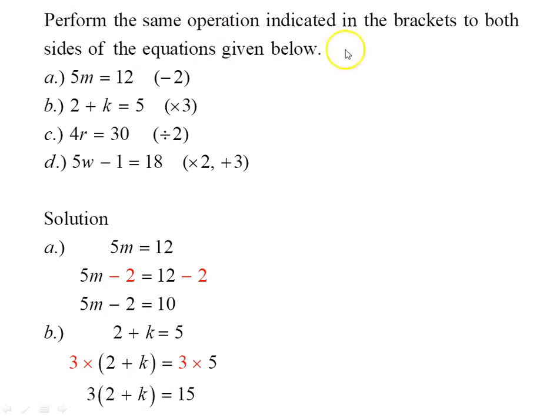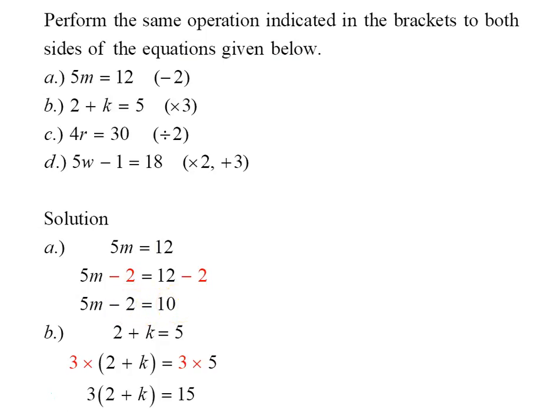Now we're going to perform the same operation indicated in the brackets to both sides of the equations given below, and the brackets here will tell us what operation to perform on both sides. So let's start with 5m equals 12. In brackets we were asked to subtract 2 from both sides. So we end up with 5m minus 2 equals 12 minus 2. That gives us 5m minus 2 equals 10. And so 5m equals 12 is equivalent to 5m minus 2 equals 10.